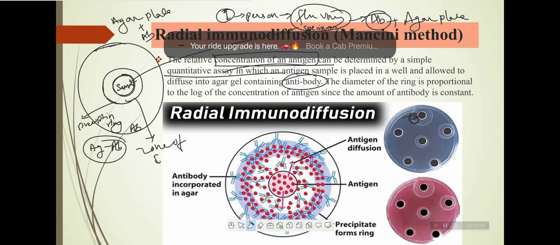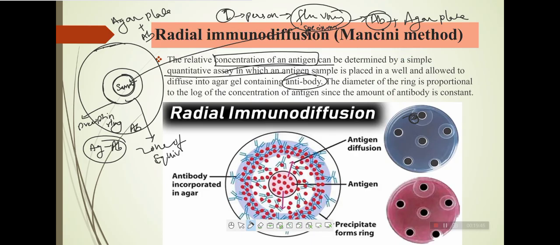Zone of equivalence. This is a zone of equivalence where the optimal proportion of antigen and antibody complex will take place. There is no excess of either antibody or antigen.